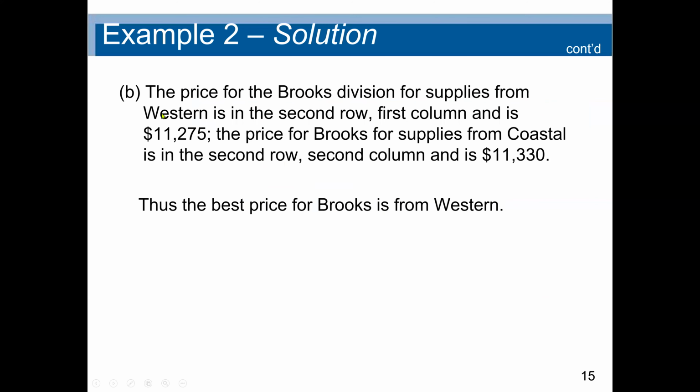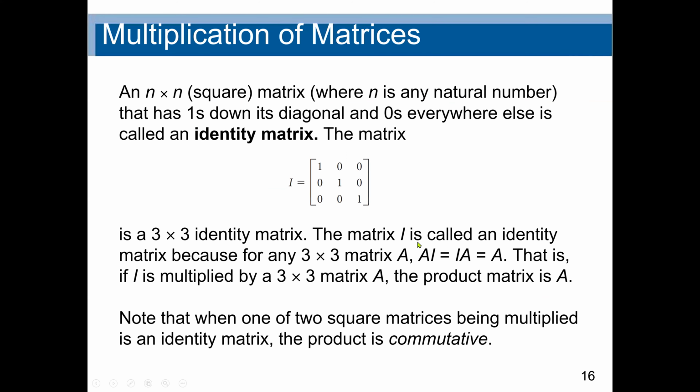So let's try this example. The price for the Books division for supply from Western, again, is in the second row, first column, and also is this amount. The price for Books for supply from Costa is in the second row, second column, and this is the price. Now, the best price for Books is from the Western, and that is true.